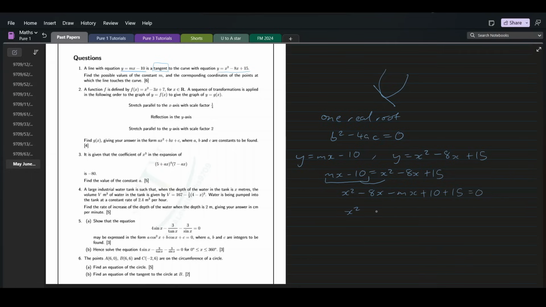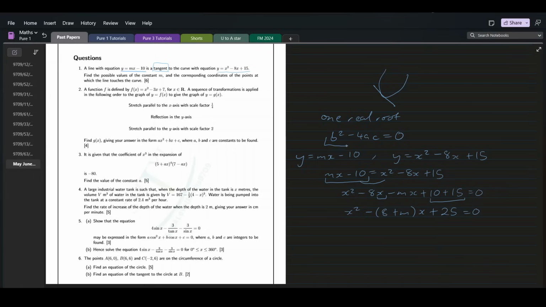So we end up with x squared minus, we're going to factor out the x over here, so that's 8, and we've also factored out the negative sign, so 8 plus m, and that's x plus 10 plus 15, that is 25, and this is all equal to 0.